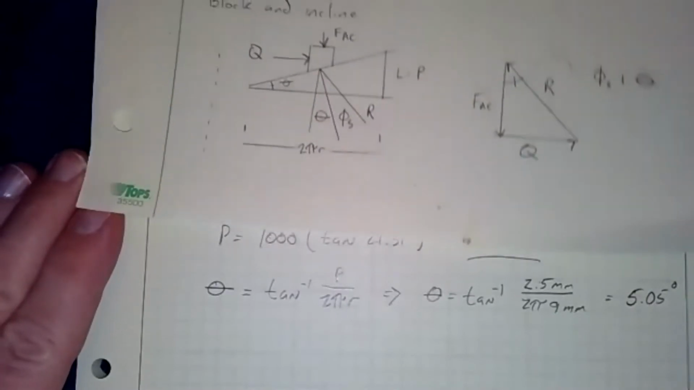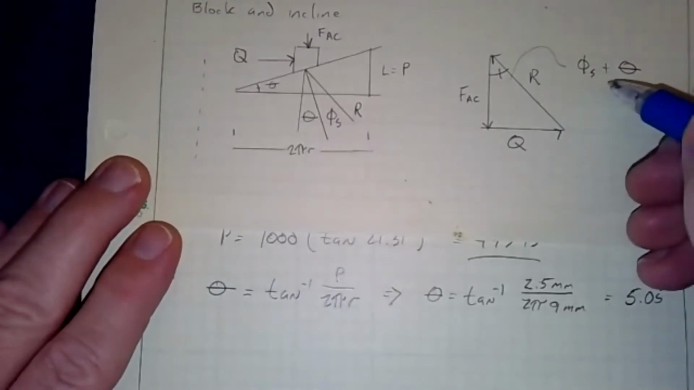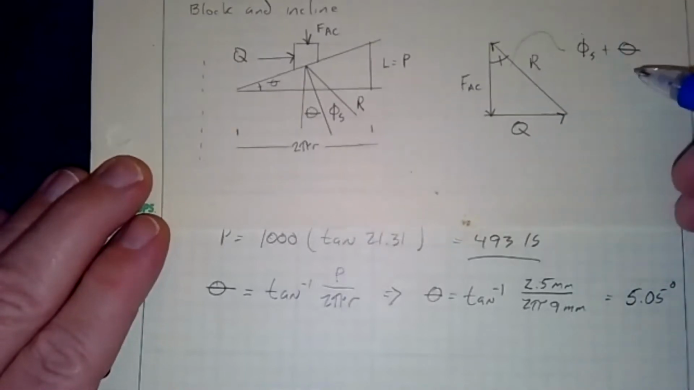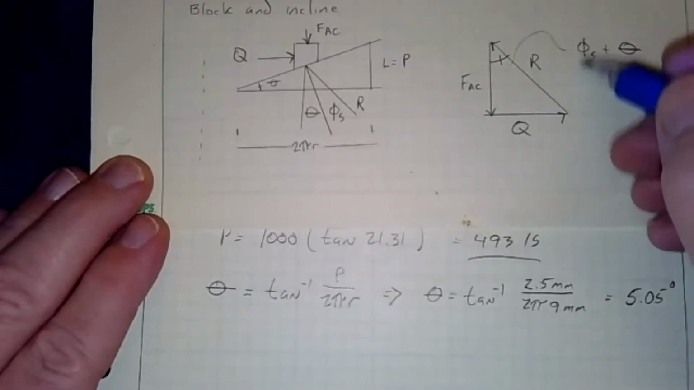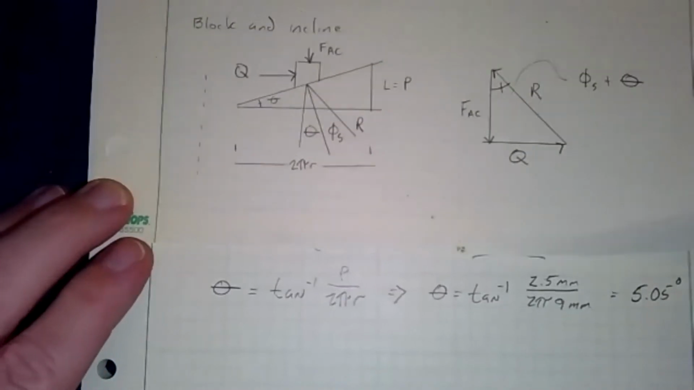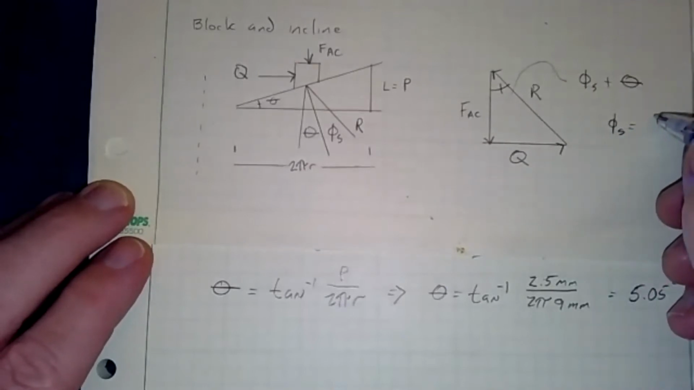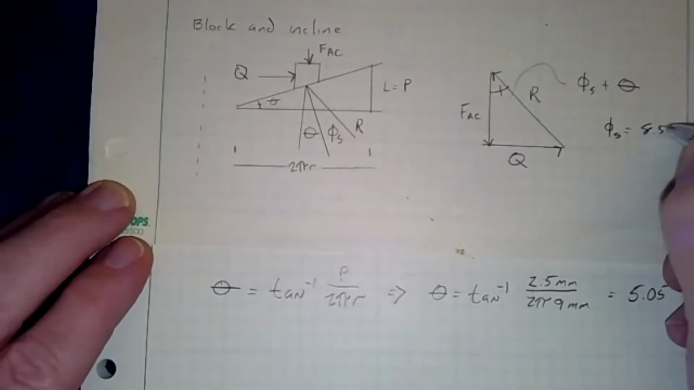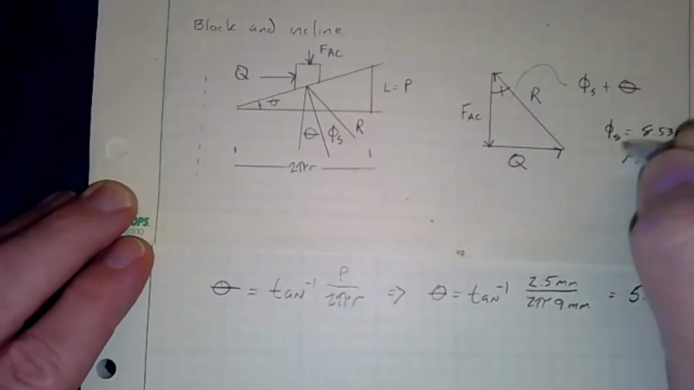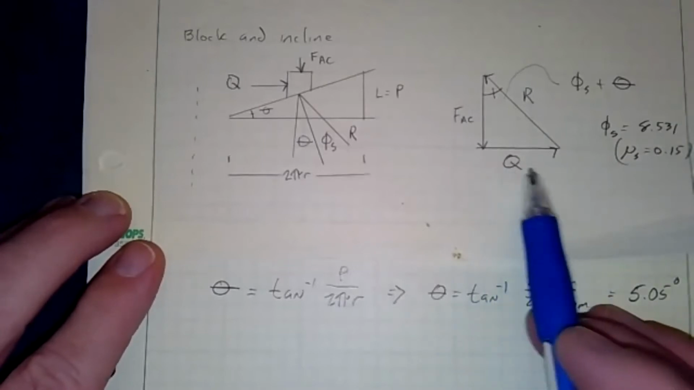So now if we go back up here, we know that this whole angle is equal to this plus this. Now, what's phi sub s? We know that phi sub s is equal to the inverse cosine of 0.15, so that's 8.531, because mu static was 0.15. So now it's just a simple relationship.